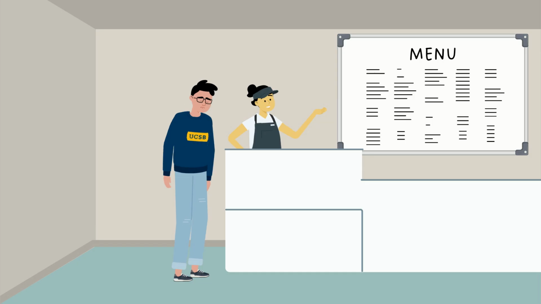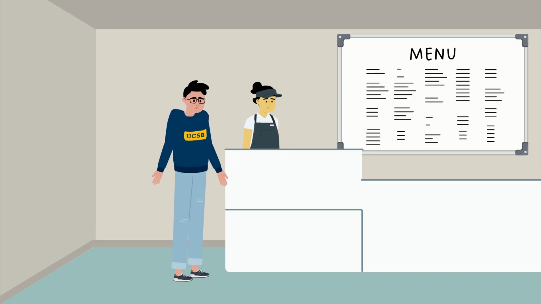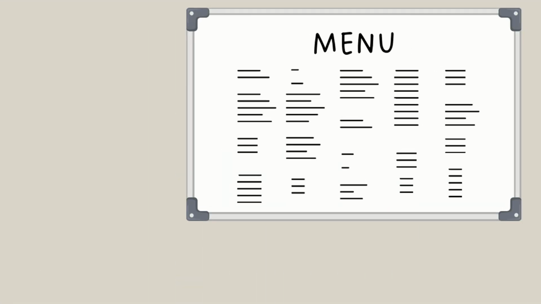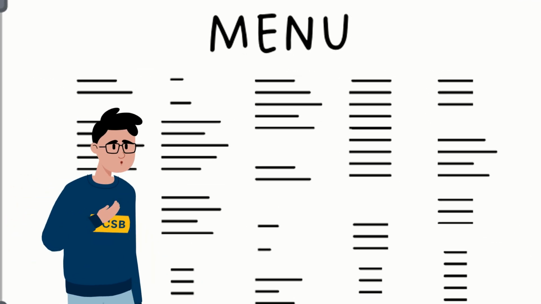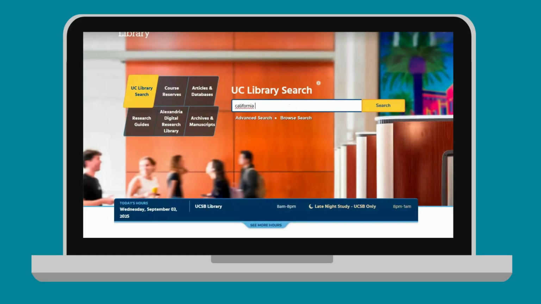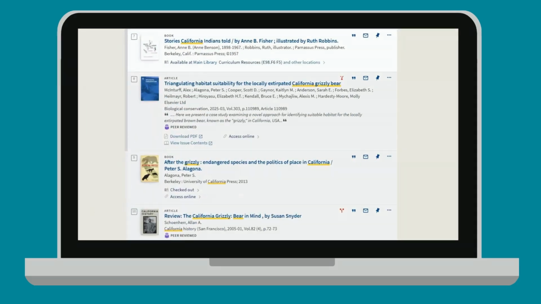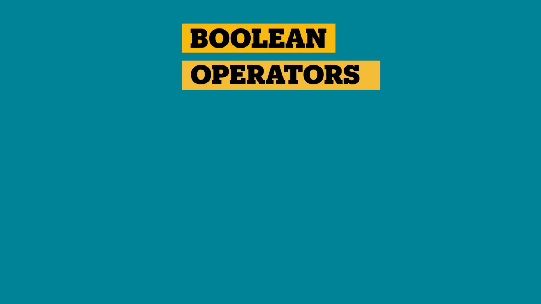Do you ever feel overwhelmed by having too many choices? Like when you're ordering at a restaurant and have a massive menu to choose from, researching can sometimes feel the same way. You might search for articles on a topic like California grizzly bears, only to get page upon page of results. This is where Boolean operators come in.